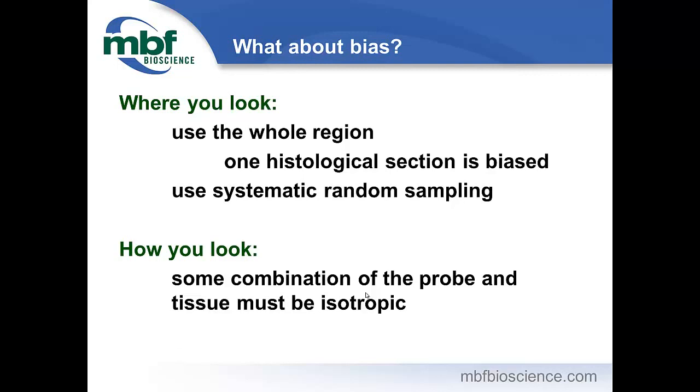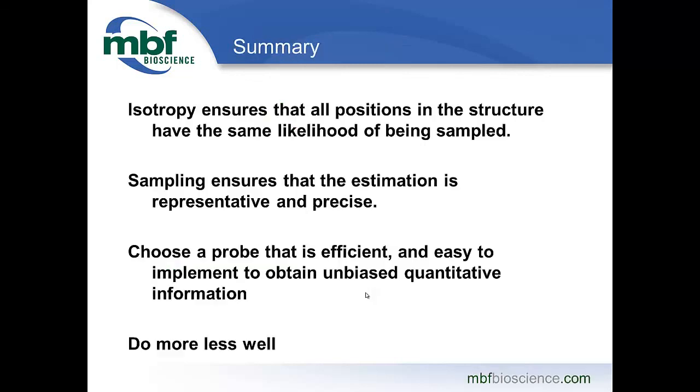Every aspect of your feature has an equal opportunity of being visited by your probe, and that's really what we mean by isotropy. All positions in your structure have the same likelihood of being sampled. We're going to say that sampling ensures that your estimation is representative and precise, and that we're going to encourage you to choose a probe that's efficient and easy to implement in order to obtain that unbiased quantitative information that you're looking for. And that was the criteria we used for these probes that we recommended.